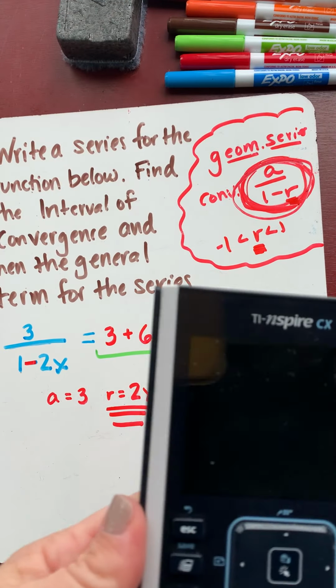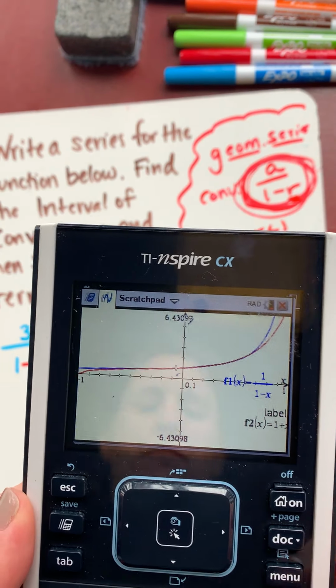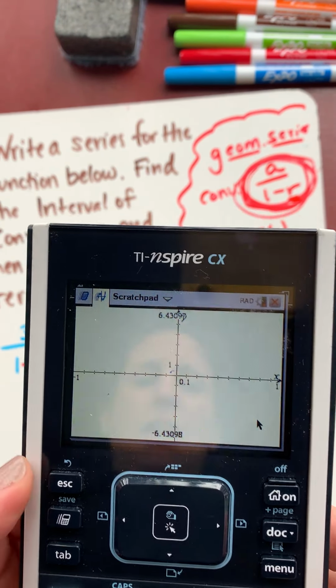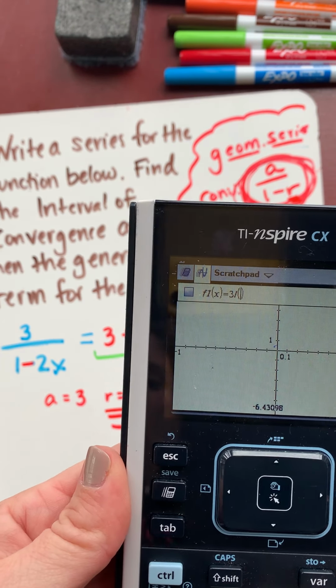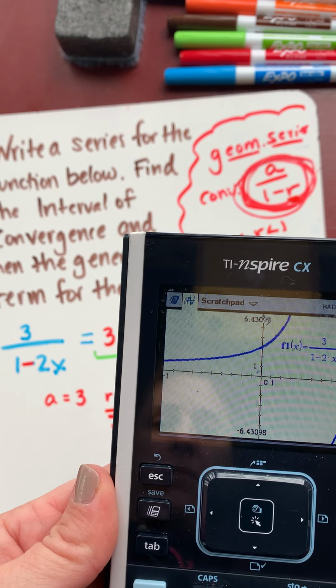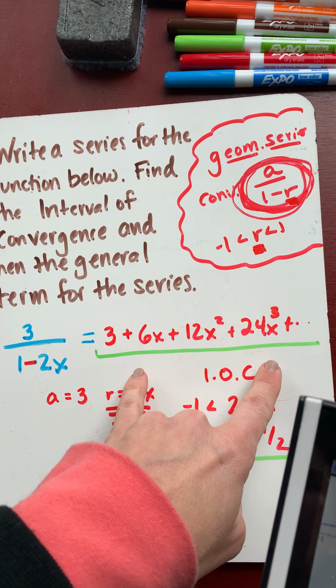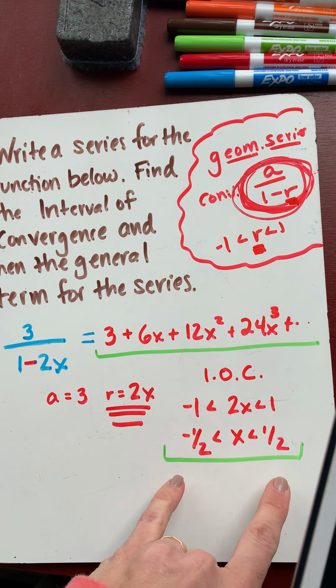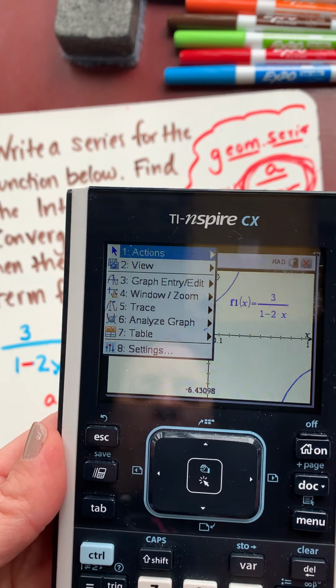And let's just confirm, if we were going to look at our calculator again, and we were going to graph the function 3 divided by 1 minus 2x, this function that I graphed should match that series that I found, but it should only match when x is between negative a half and a half. So I am going to go fix my window.